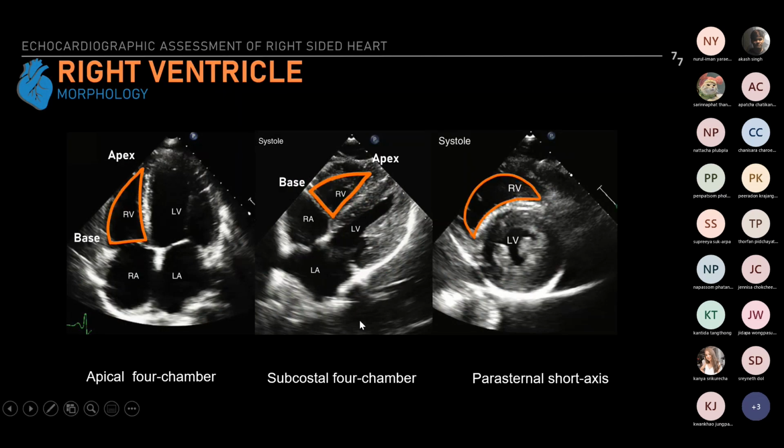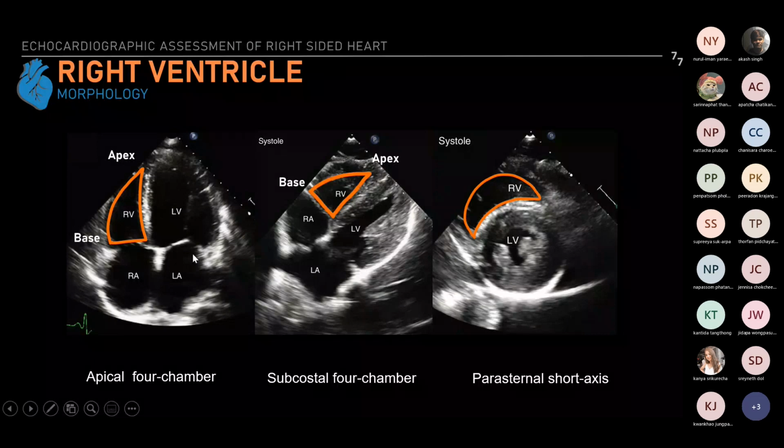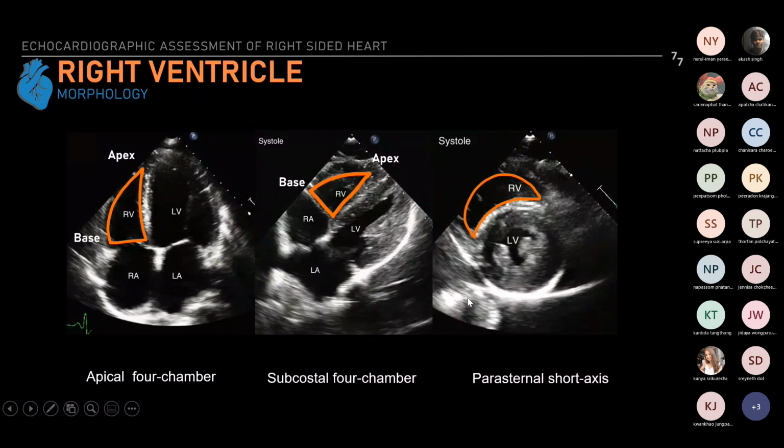And in this echocardiogram, this is the apical four-chamber view, subcostal four-chamber view, and parasternal short axis. So the RV will appear triangular when viewed from the apical four-chamber and subcostal four-chamber views, and the RV appears as a crescent shape from the short axis view. And this point is called the RV apex, which is nearer to the base of the heart than the LV apex in a normal subject.